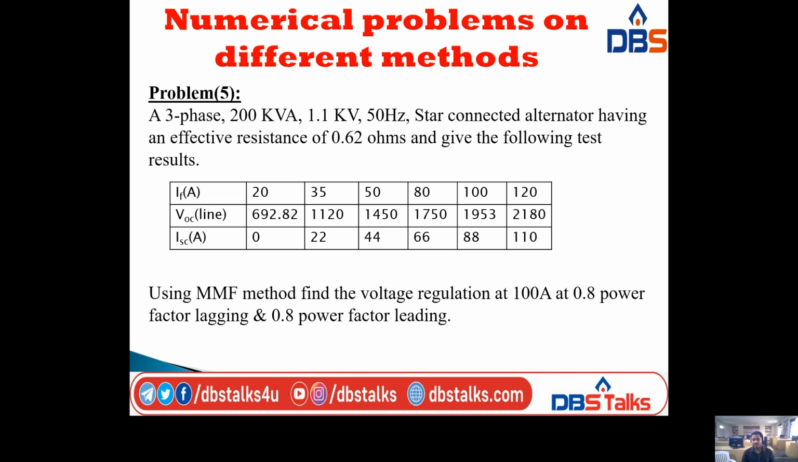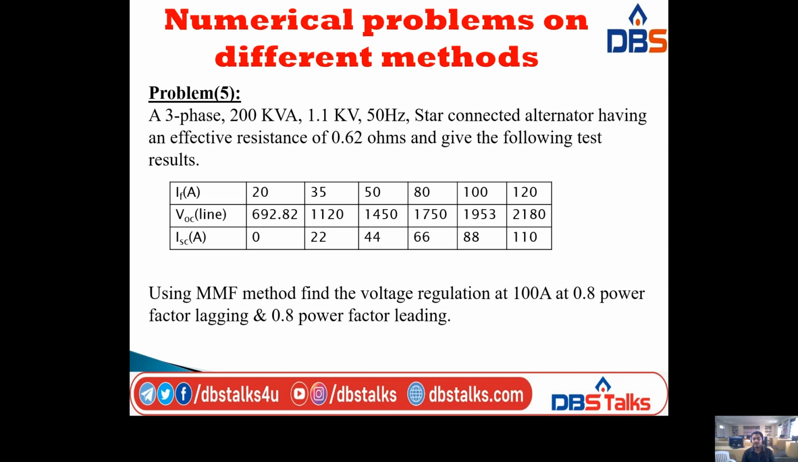So using the MMF method, find the voltage regulation at 100 amperes at 0.8 power factor lagging and 0.8 power factor leading. So they gave the data. By using this data, we have to calculate the voltage regulation by using the MMF method at 0.8 power factor leading and lagging, both the cases. Okay, so from the problem we have to note down the given data first.